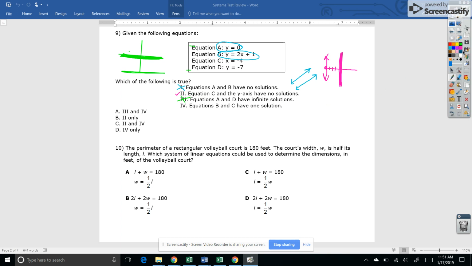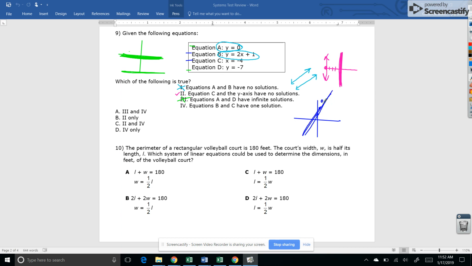And B and C have one solution. Let's check that out. B and C. Okay, so 2x plus 1 we know. Up 2 over 1, up 2 over 1. Something like that. And then it was equation C. One solution, x equals -4 was this one. So yeah, those are going to cross one time. So 2 and 4. All right, there we go.